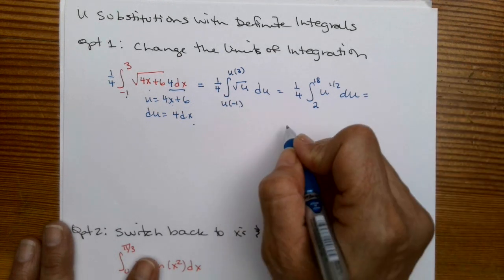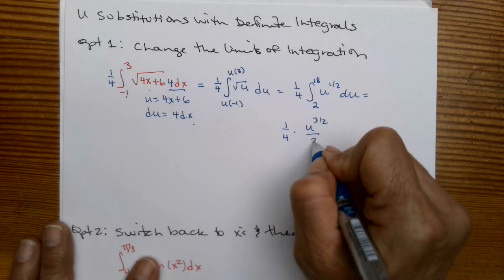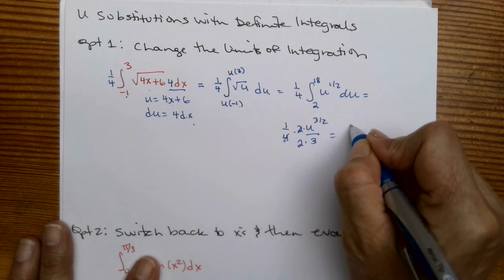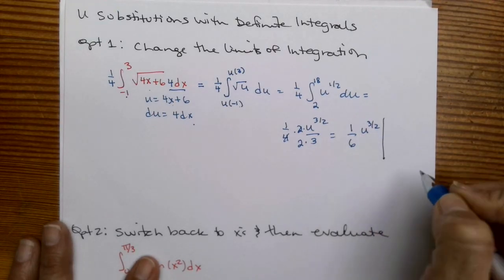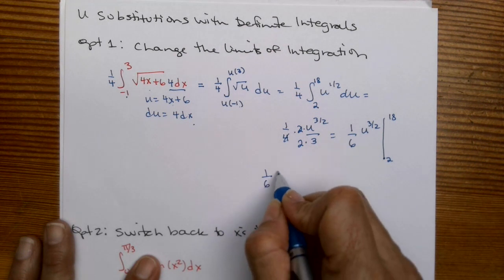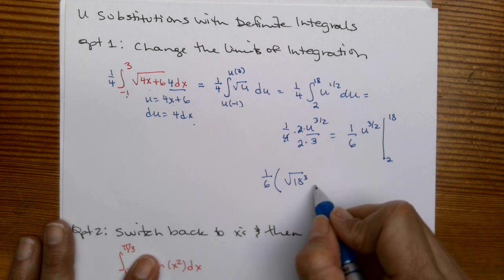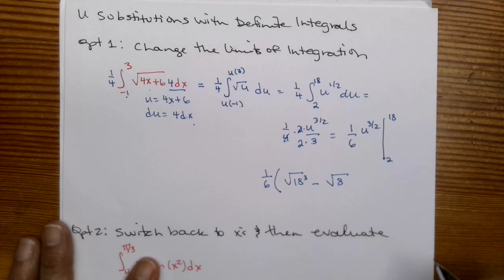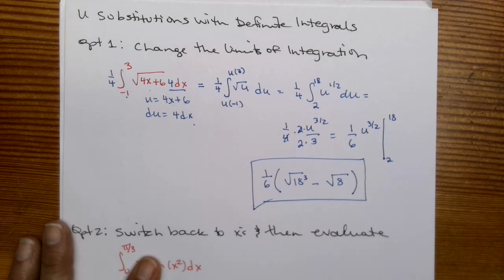I'm just going to go ahead and find the antiderivative. So 1/4 times u to the, add 1, divide by the new, go ahead and reduce. So we have 1/6 u to the 3/2, and then we're going to evaluate that at 2 and 18. So this is going to be some sort of expression here. I have the square root of 18 cubed minus the square root of 2 cubed. And there are absolutely easier, prettier ways to write that, but this is totally acceptable, to me at least.